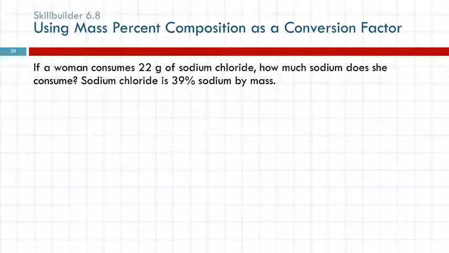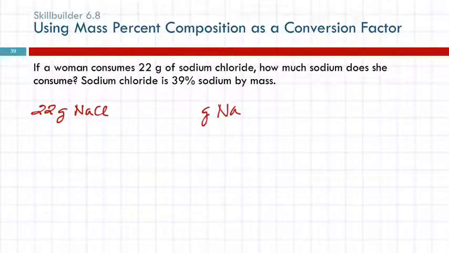So, if a woman consumes 22 grams of sodium chloride, how much sodium does she consume? Sodium chloride is 39% sodium by mass. So this time we're given 22 grams of sodium chloride. And we're asked for grams of sodium. Right? Because we have this percent by mass, we can do this in one step.